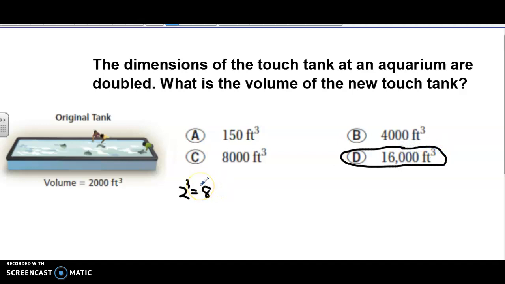Whatever you're multiplying each dimension by, you're going to cube that multiple, and whatever that is, that's how many times bigger the volume is going to get.